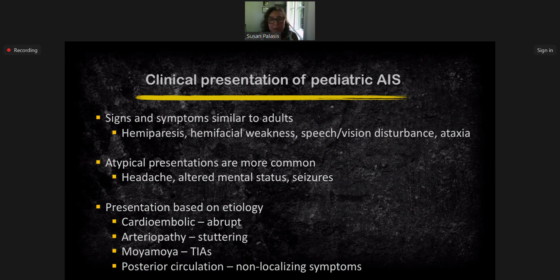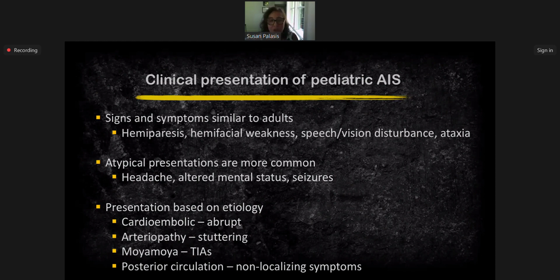One of the hard things with pediatric stroke is its clinical presentation. It does have signs and symptoms that are similar to adults, like hemiparesis or hemifacial weakness and vision or speech disturbances. But the atypical presentations in children are actually more common. So these kids with stroke can present with a headache or an altered mental status or a seizure. So you may not initially even think about a stroke in a child.